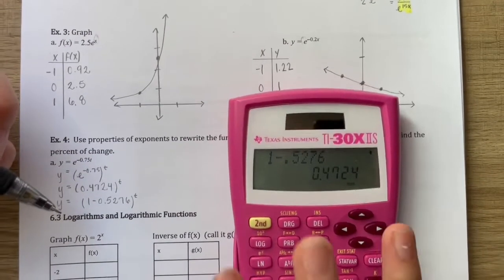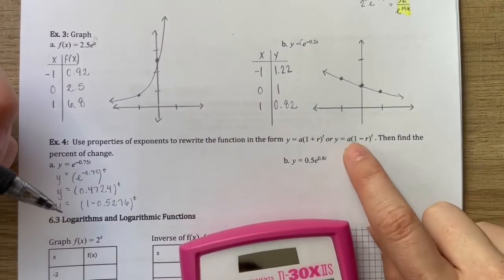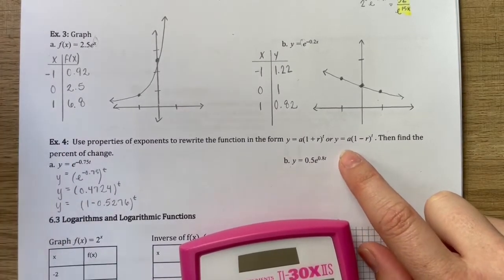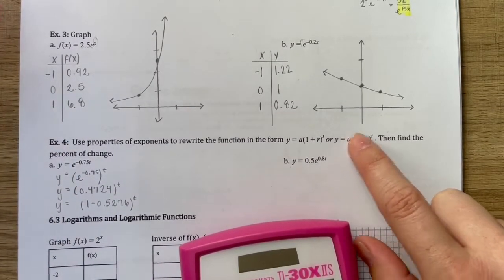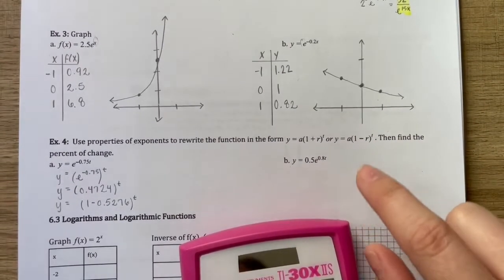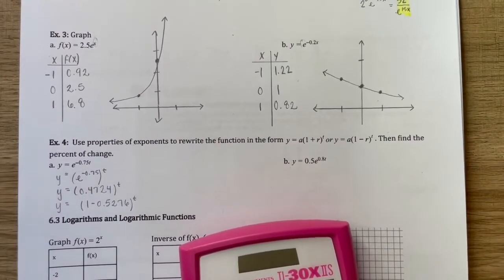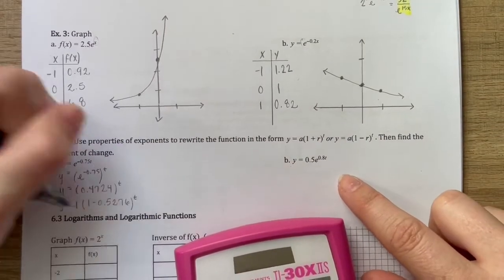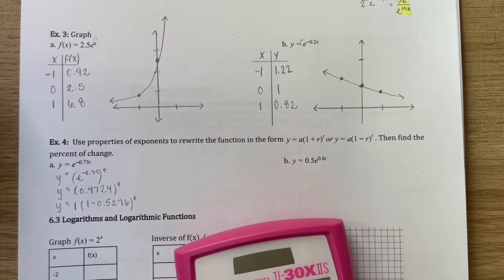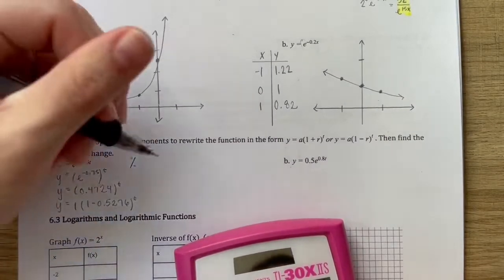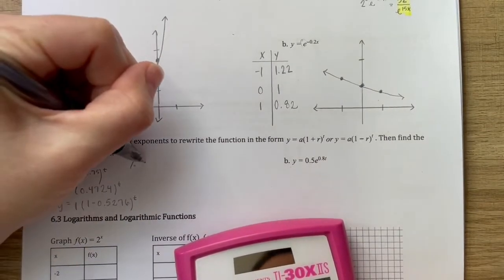So the only other thing that the decay formula has is an a out in front. If you don't have a number out in front here, it just means that the a is 1. If you don't see a number in front, like with a variable, it's always 1. So our a value is 1 here. And then our percent change is that r value, 0.5276.